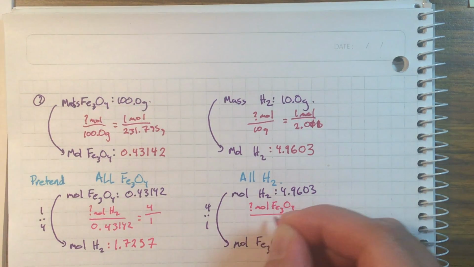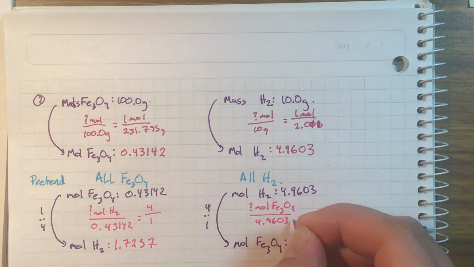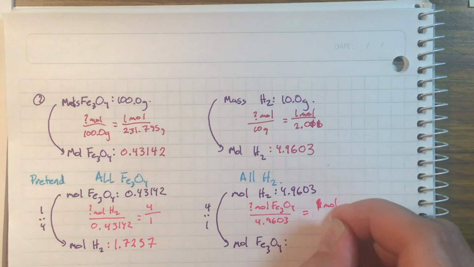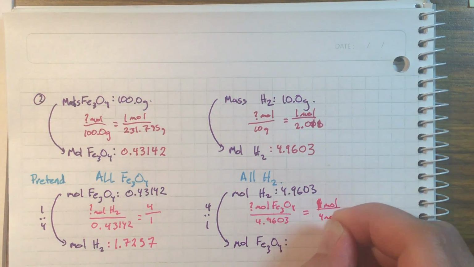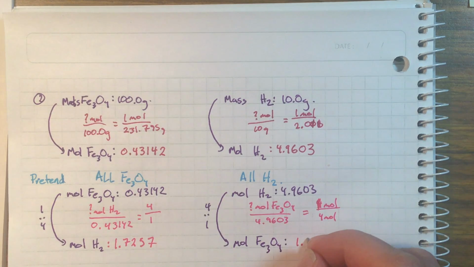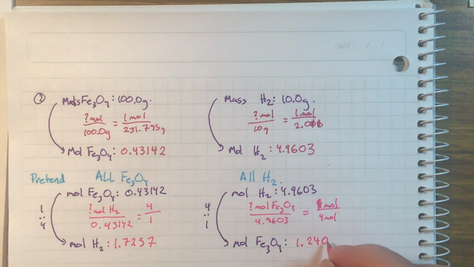This one, how many moles of Fe3O4 will be needed to react with 4.9603 moles of H2, if it's 1 mole of this to 4 moles of the hydrogen? So we do that 4.96, we divide that by 4, and we get 1.2401 to 5 sig figs.